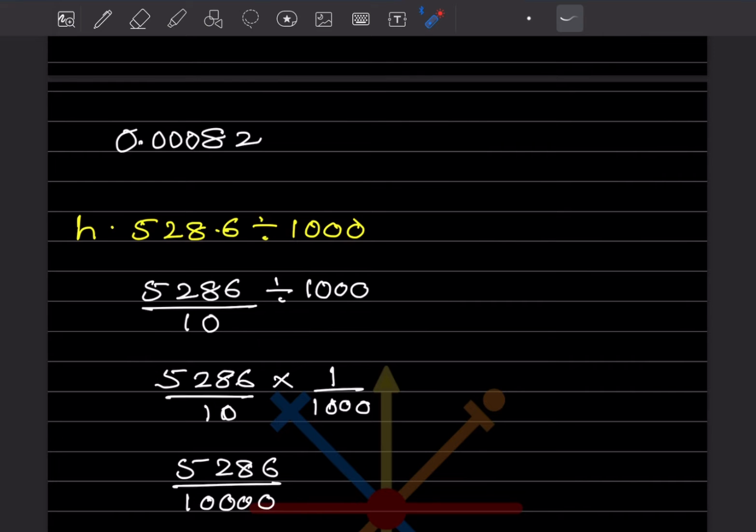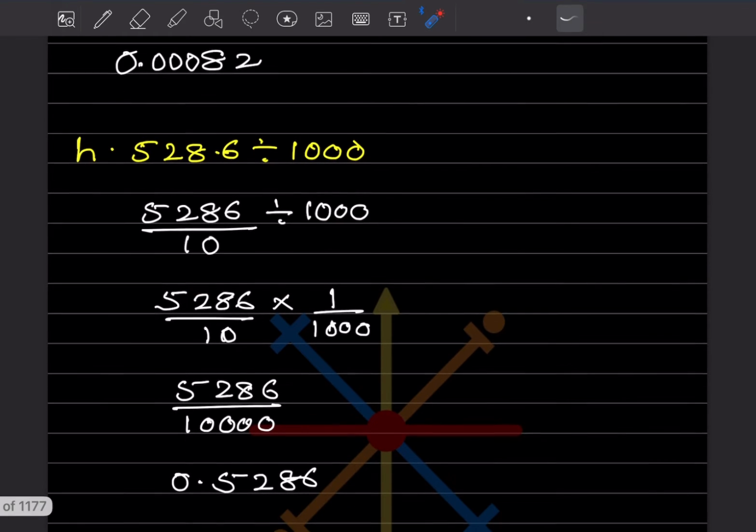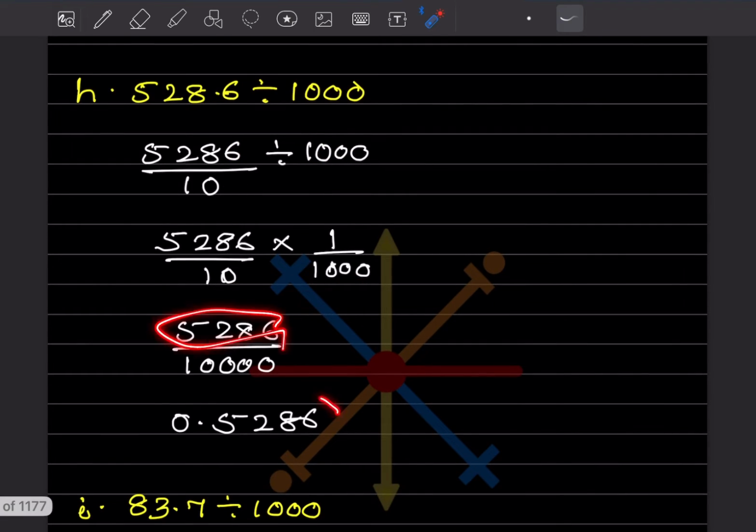Now this is the same. This will be multiplied and this is going to be 1 by 1000. So this will be 5286 divided by this 10,000. So you'll write the same number, but how many zeros? 1, 2, 3, 4. So 1, 2, 3, 4 and put a decimal over here.